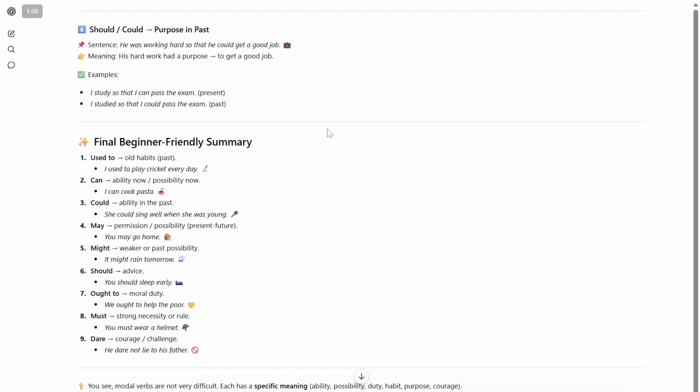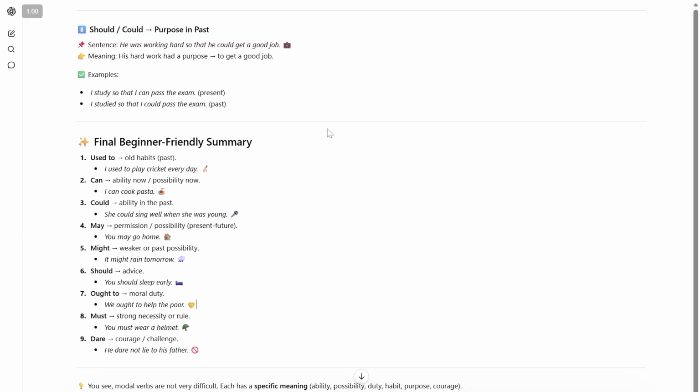Final beginner-friendly summary. 1. Used to: old habits, past. I used to play cricket every day. 2. Can: ability now, possibility now. I can cook pasta. 3. Could: ability in the past. She could sing well when she was young.